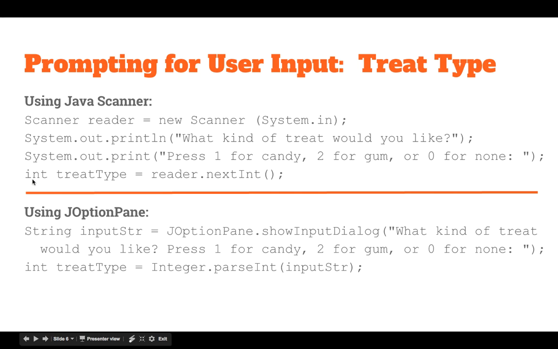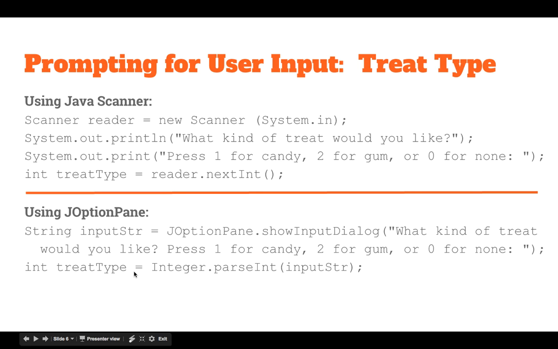And then the way we got the information was we would make a new variable, and this variable was called treat type, and it was an integer. And then we said, okay, from the reader, take the next integer. So after you display this message, I'm assuming that the user is going to input something, and then the reader is going to parse out the information, grab that next integer that gets typed in, and populate this new variable. So then treat type would be equal to whatever I typed.